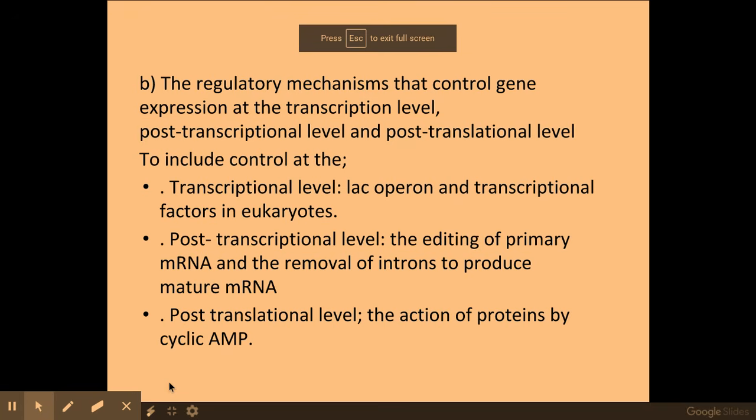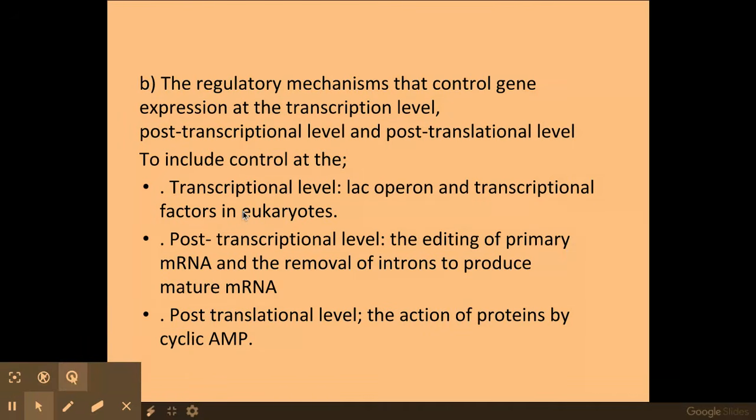Welcome biologists. Today we're going to be looking at mechanisms that control gene expression. This is taken from the cellular control topic on the OCR specification for A-level biology. And as you can see here, there are three main ways in which we can control gene expression. So we're going to start off with the transcriptional level, and this is looking at the Lac Operon.